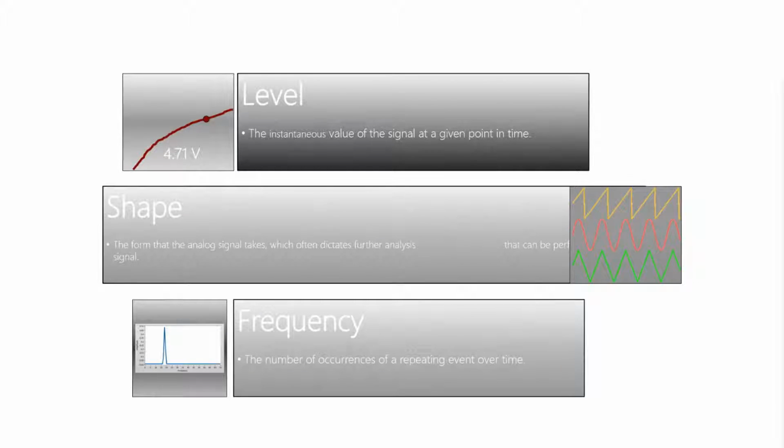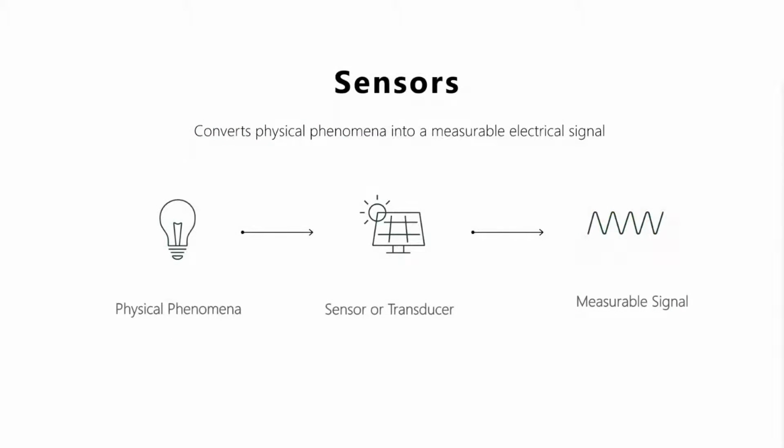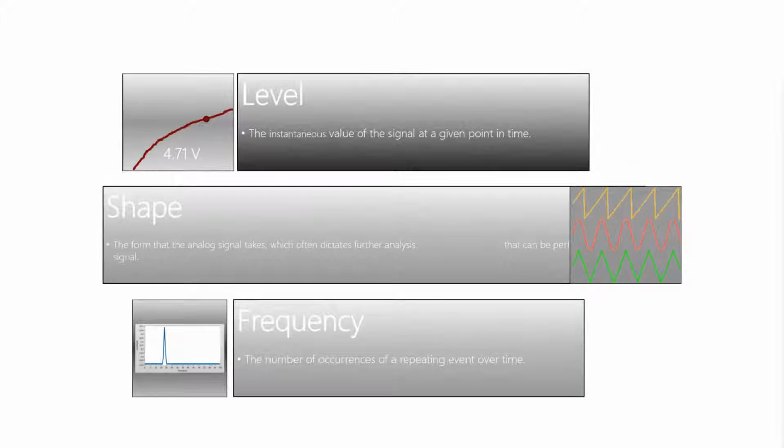There are three quantities that may be of value. We can measure the level, the frequency, or the shape. Measuring the level of an analog signal is similar to measuring the state of a digital signal. The only difference is that an analog signal can be any voltage, whereas digital is 1 or 0.